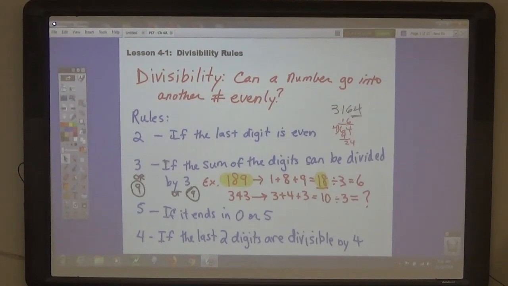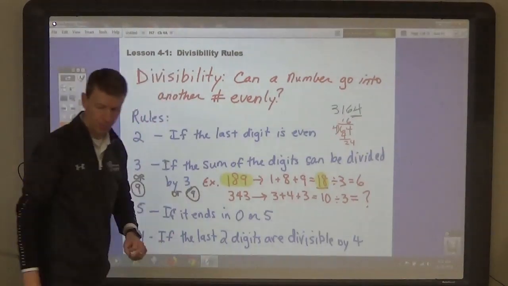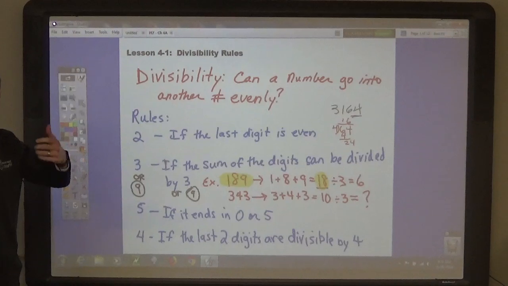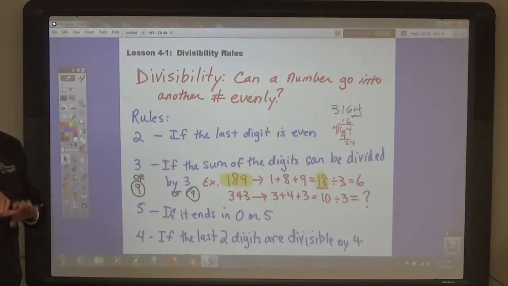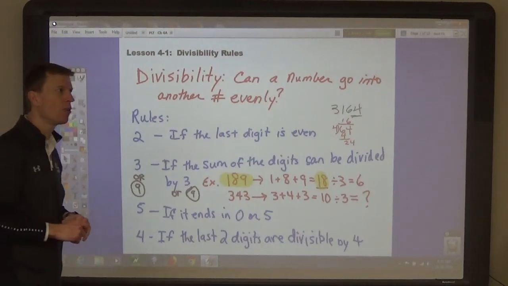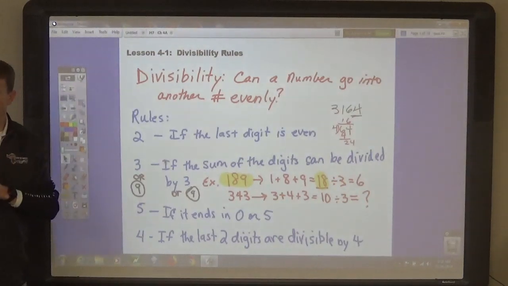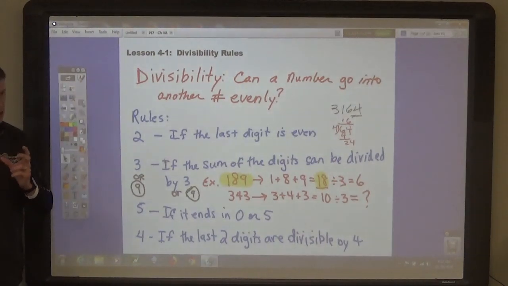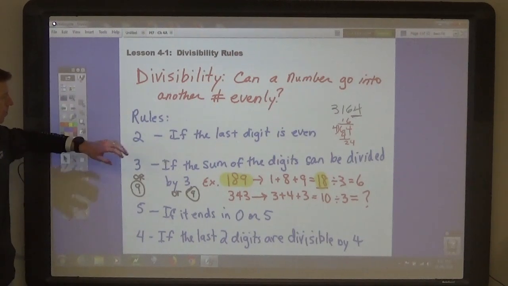Seventh graders, let me review the divisibility rules with you. These are the ones that we worked on last year. It's the first lesson in chapter 4. In chapter 4, you're going to be learning and reviewing fractions, factors, multiples, and simplifying and doing problems with fractions. In order to simplify fractions, you have to know how to reduce them and know which numbers are divisible by other numbers.